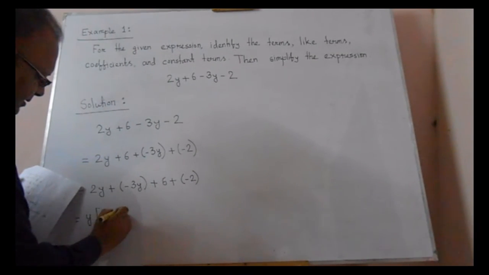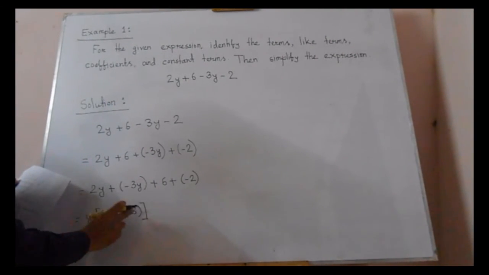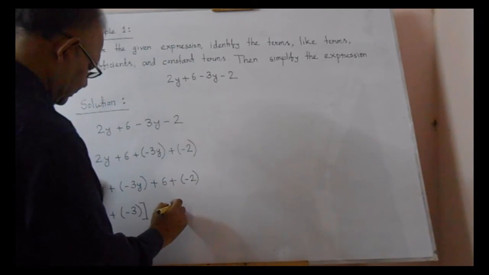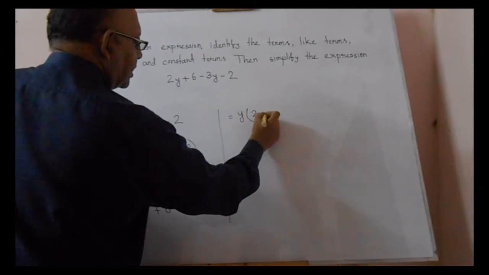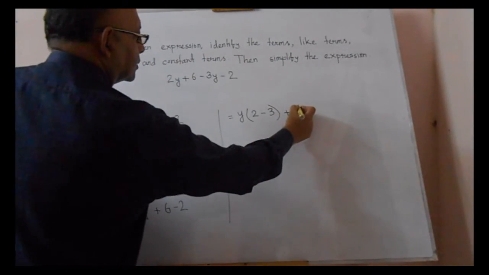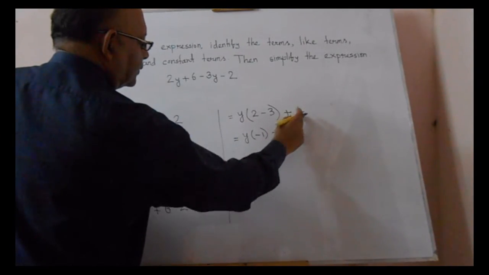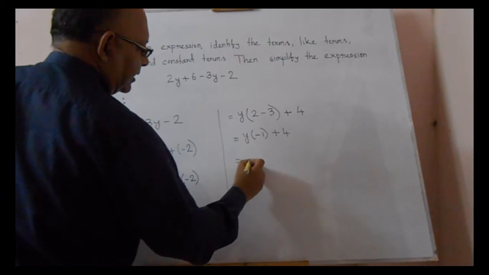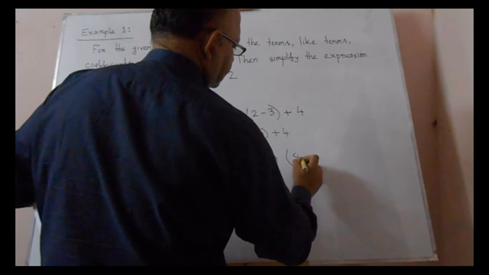2 plus negative 3. 2y and negative 3y plus 6 minus 2 equals y times (2 minus 3) plus 6 minus 2, equals 4, and 2 minus 3 equals minus 1, plus 4. If we multiply y and negative 1 we get negative y plus 4. Simplified.